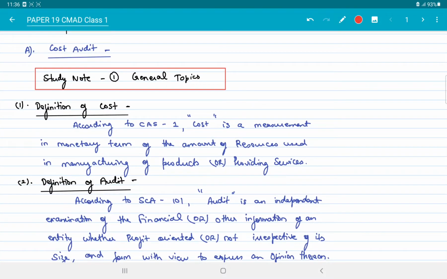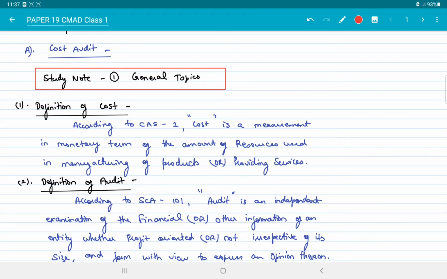Okay, so today, as this is lecture 1, we will start with section A, cost audit, study note number 1, which is general topics, which will cover most of the topics from your study material issued by the institute. If not all topics are covered, we will also have one lecture on study material, and we will cover all those topics which are not covered here in that video.